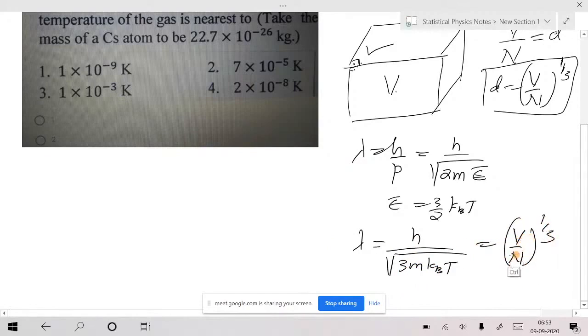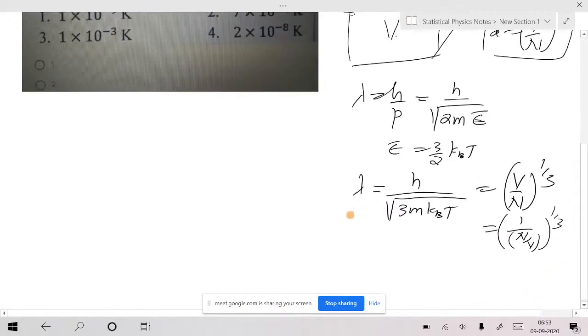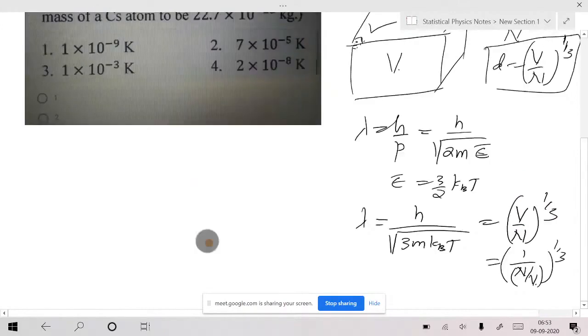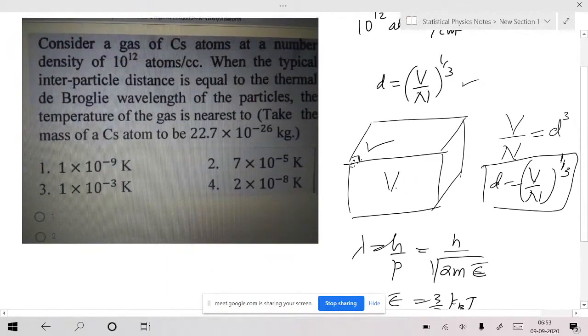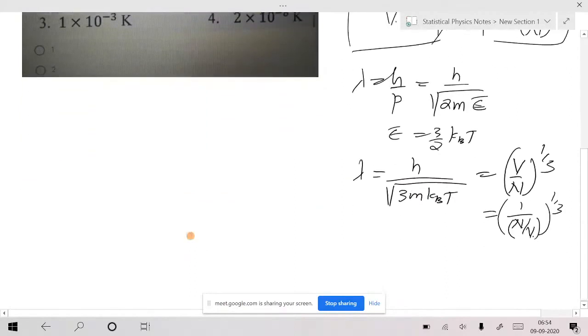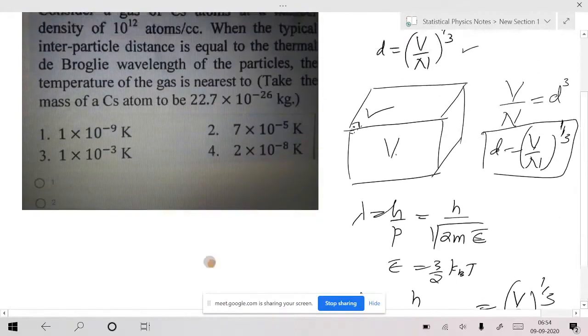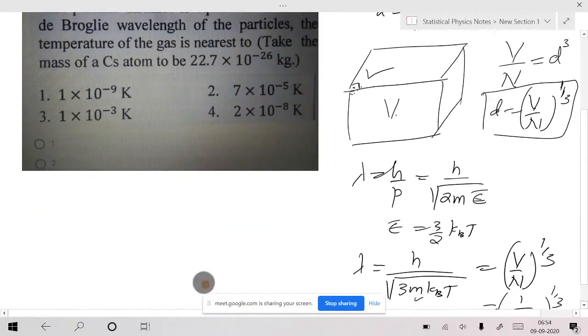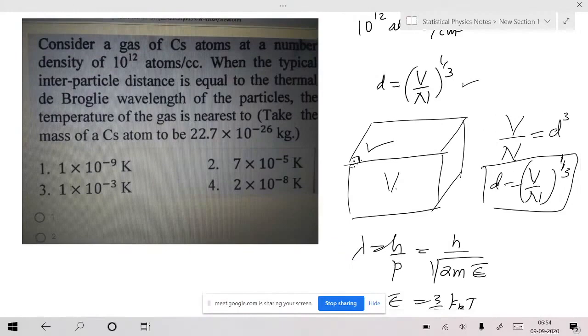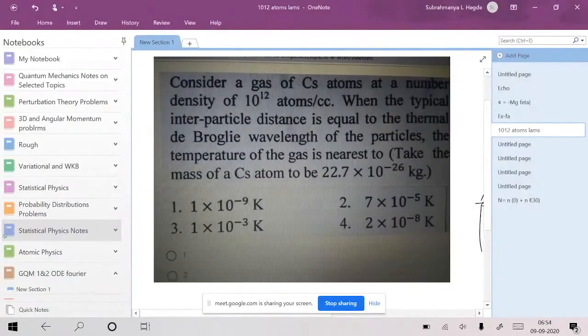V by n, you can write it as 1 by n by V, number of particles per unit volume, raised to 1 by 3. This V by n is the reciprocal of density. I hope you can manipulate n by V here. Then I think you can solve it for temperature. I hope you can do this one. Anybody who did and found the answer? Mass is needed here. Anyone who did the problem and found the correct answer, can you quickly comment?